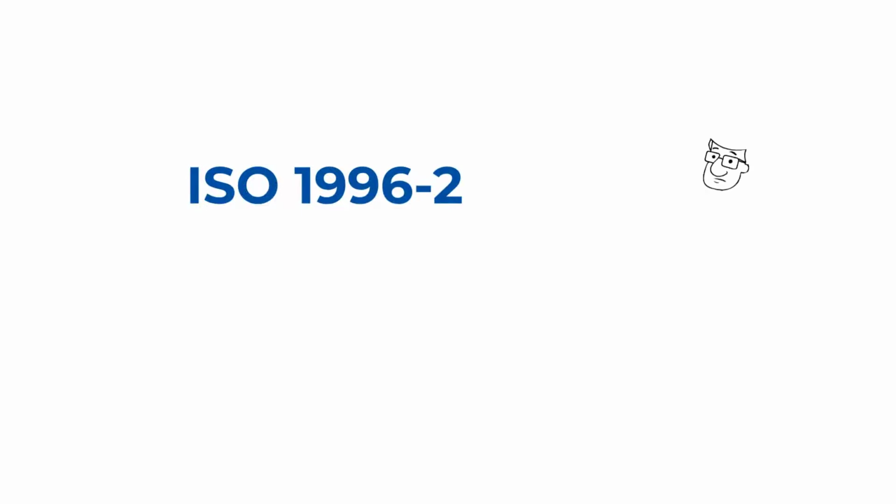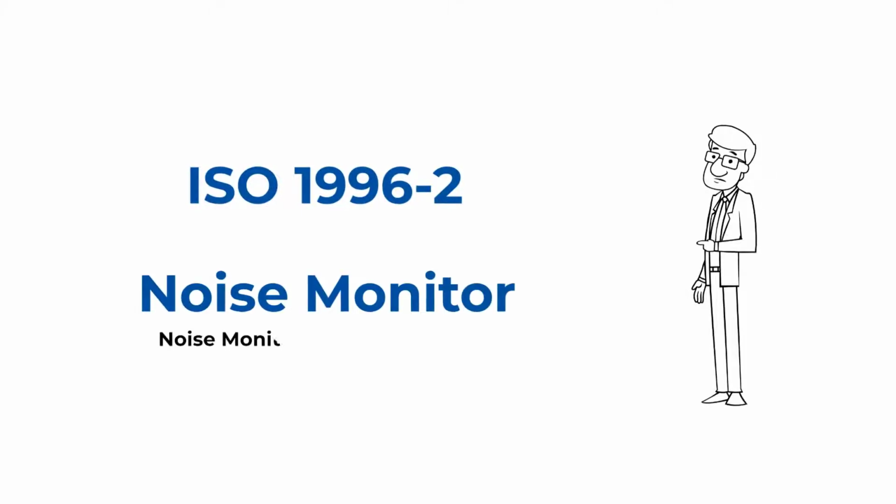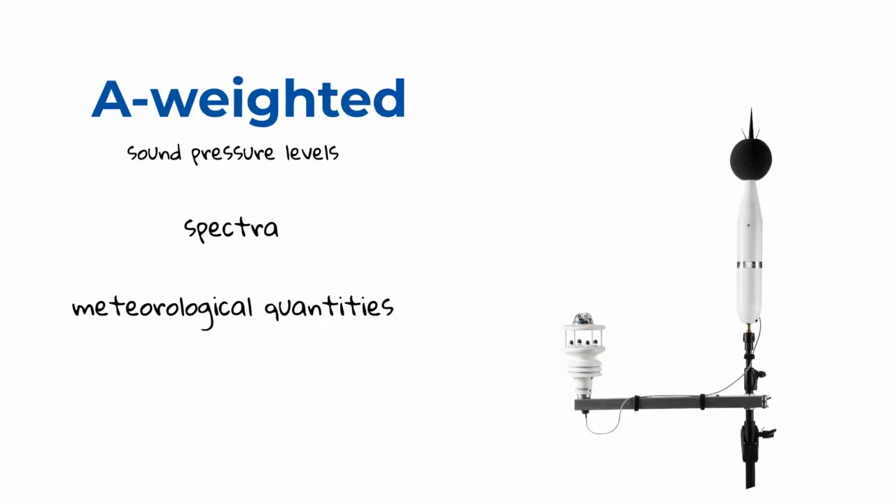The monitoring system, as described in ISO 1996-2, comprises a noise monitor and data collection center, as well as all hardware and software utilized for environmental noise monitoring. The term noise monitor, also called a noise monitoring terminal, NMT, refers to instrumentation used for automated continuous sound monitoring, which monitors the A-weighted sound pressure levels, their spectra, and all relevant meteorological quantities such as wind speed, wind direction, rain, humidity, and atmospheric stability.